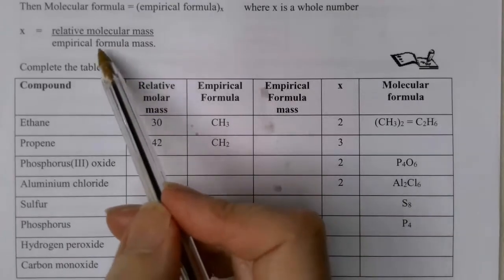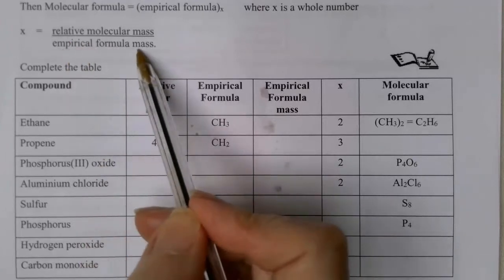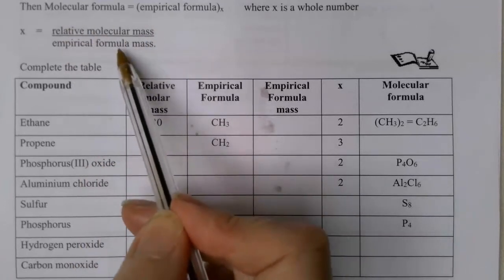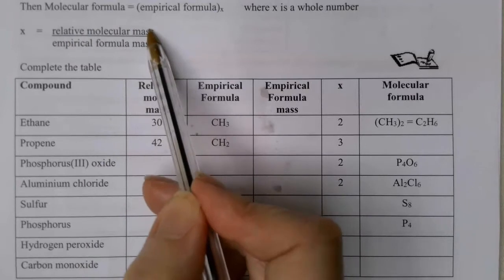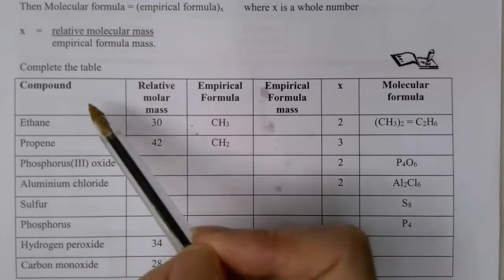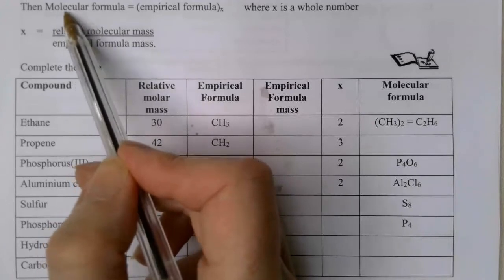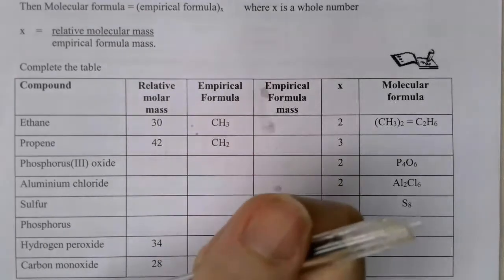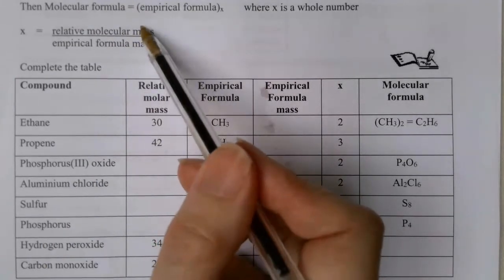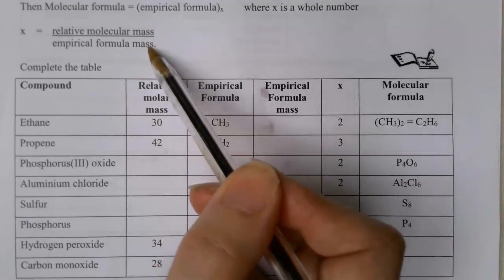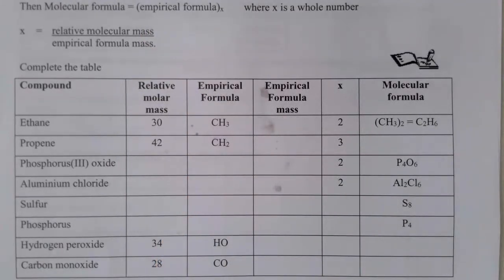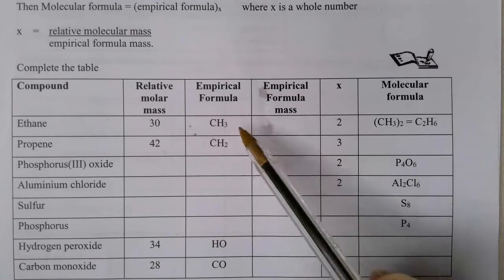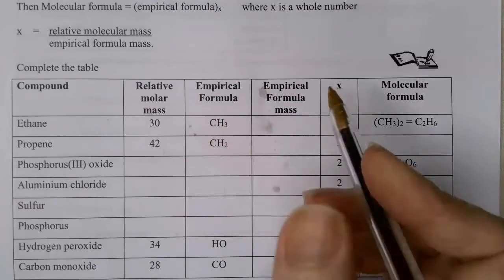So if we know the empirical formula, we can work out the empirical formula mass. And if we're told the relative molecular mass, we can see how many times that empirical mass fits into the molecular mass. And then we can use this little formula here, that the molecular formula equals the empirical formula times x, where x must be a whole number, because the relative molecular mass must be a whole number ratio of the empirical formula mass.